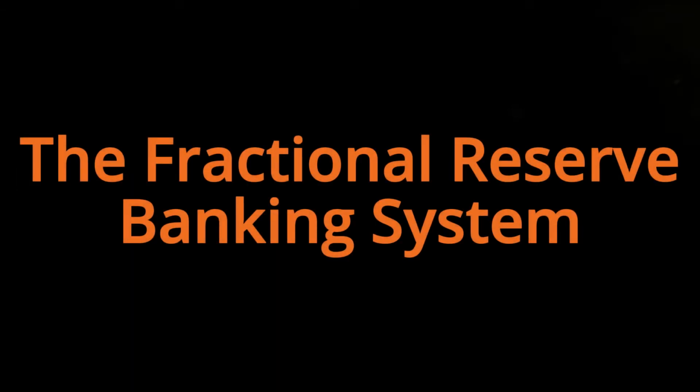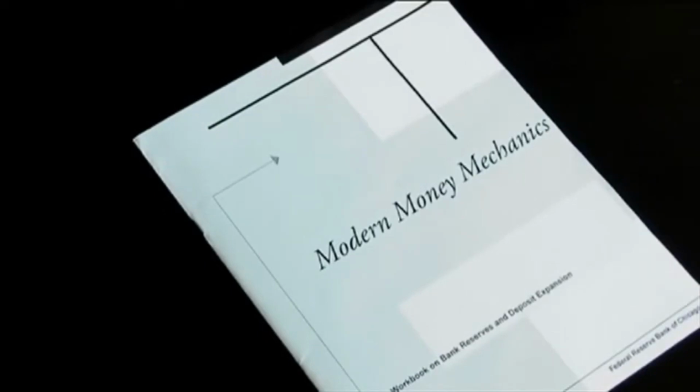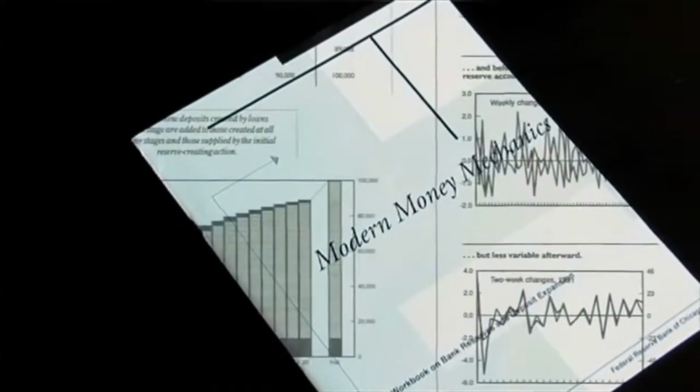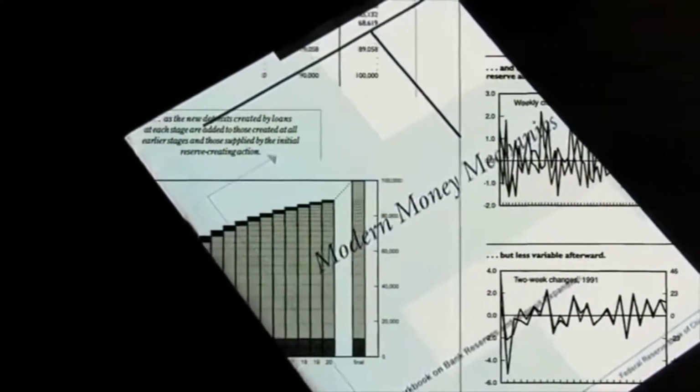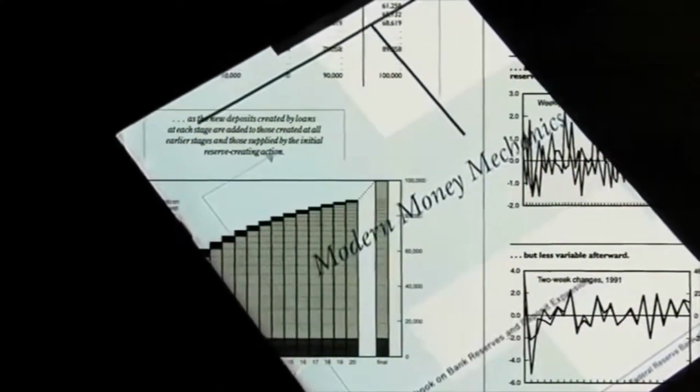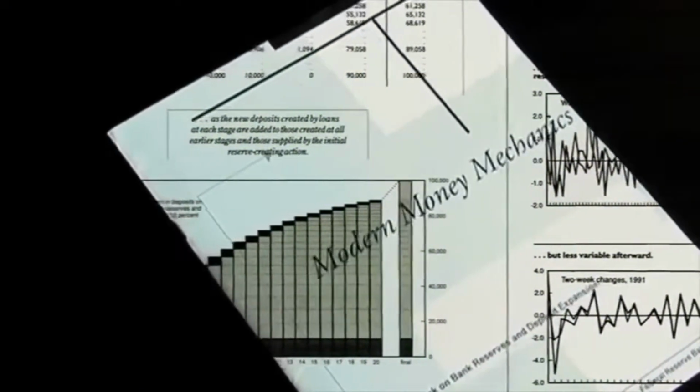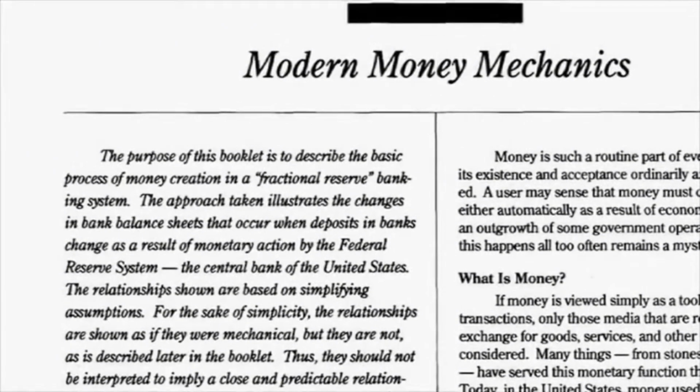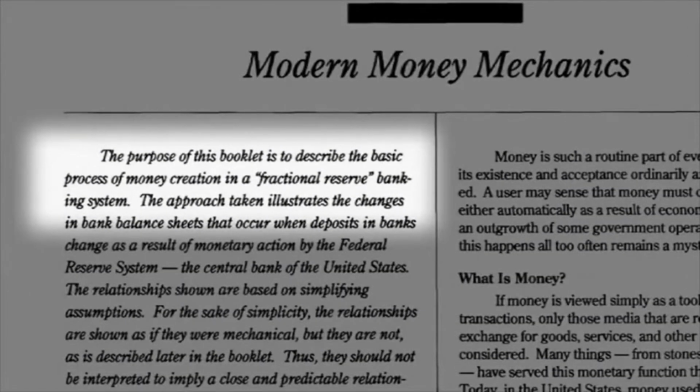A number of years ago, the Central Bank of the United States, the Federal Reserve, produced a document entitled Modern Money Mechanics. This publication detailed the institutionalized practice of money creation as utilized by the Federal Reserve and the web of global commercial banks it supports. On the opening page, the document states its objective.